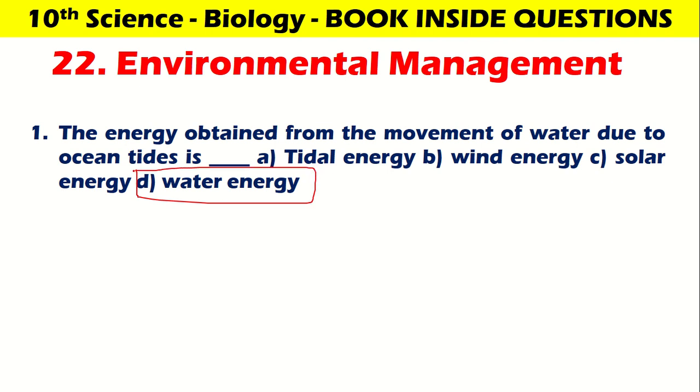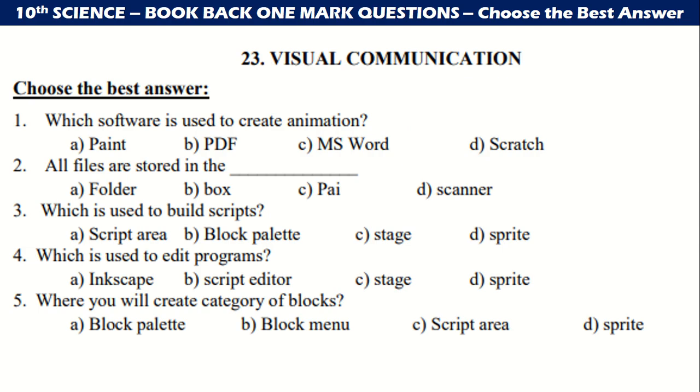Then goes the last and final lesson, that is visual communication. In that one, we have a total of 5 questions. Which software is used to create animation? Scratch is a software to create animation. All files are stored in the folder. That's a general basic thing. The script area is used to build scripts. Then which is used to edit programs? Script editor is used to edit the programs.